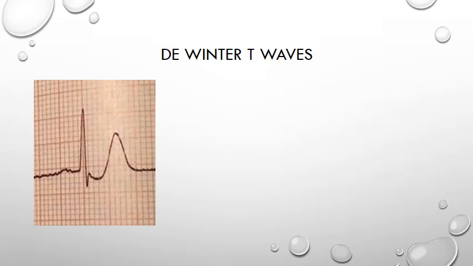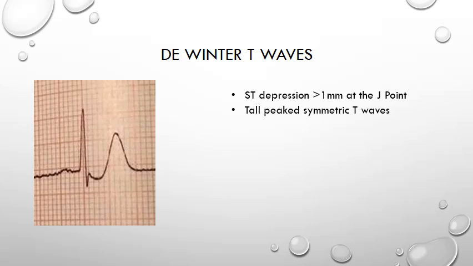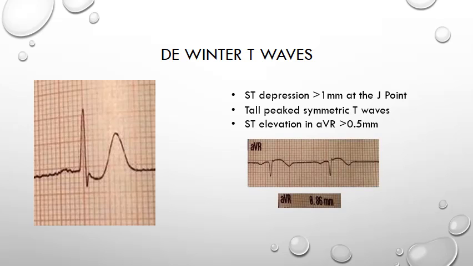The De Winter T-wave is diagnosed by finding upsloping ST depression of more than 1 mm in the precordial leads, tall, peaked symmetrical T waves in the precordial leads, and slight ST elevation in lead AVR of around 0.5 to 1 mm.